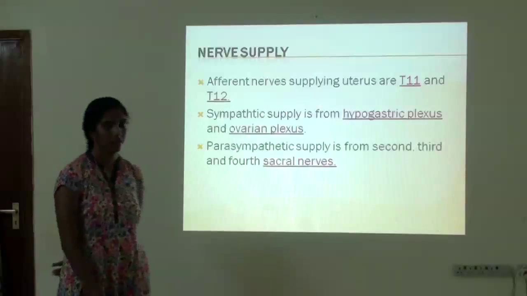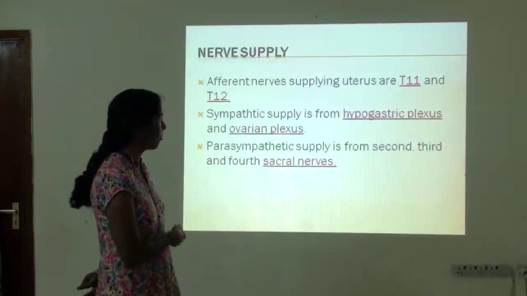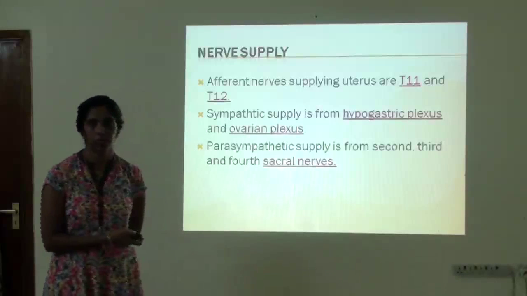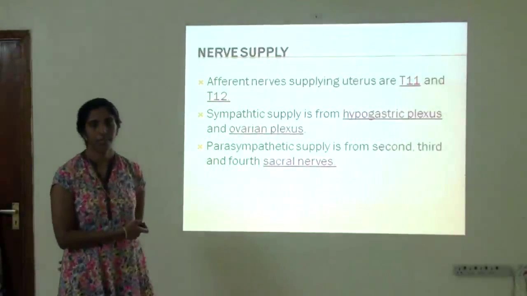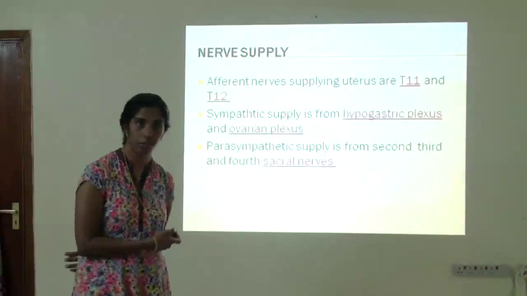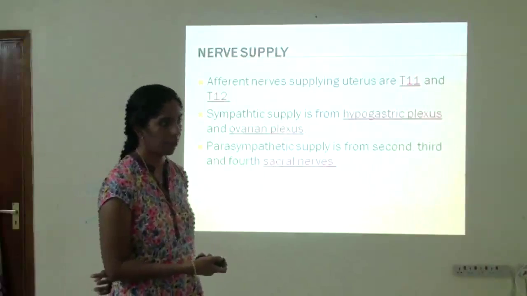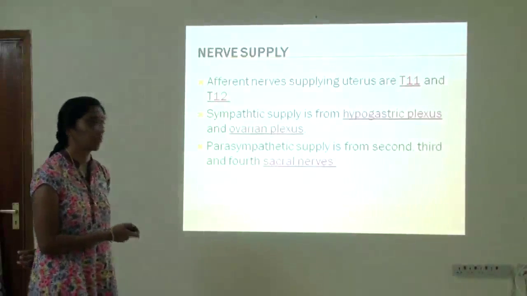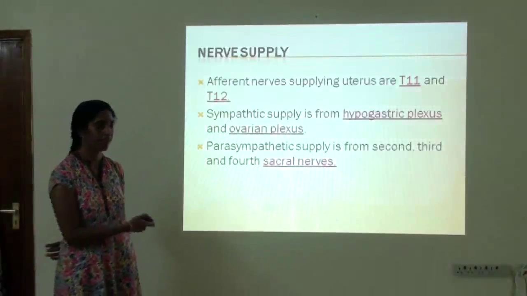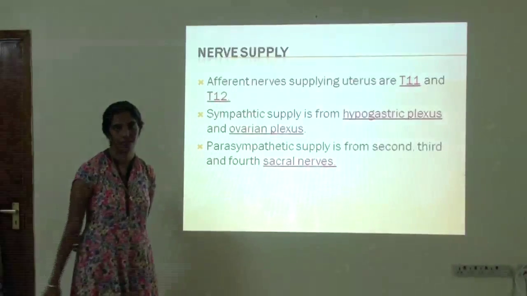Then you have the nerve supply. The afferent nerve supply in the uterus is T11 and T12. The sympathetic supply is from the hypogastric plexus and the ovarian plexus. And the parasympathetic supply is from the second, third and fourth sacral nerves.